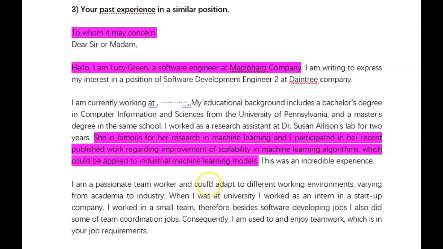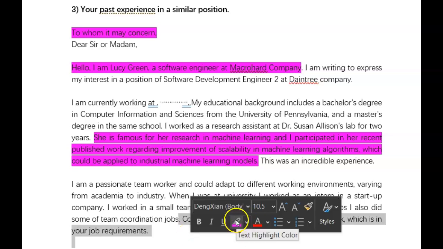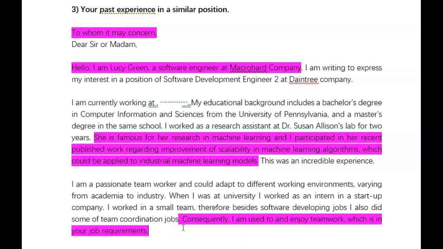I'm a passionate team worker and could adapt to different working environments, vary from academia to industry. Yes, but remember you want the software job, so keep it linked to that. When I was at university, I worked as an intern in a startup company, a startup software company, you could say, working in a small team. Therefore, good. Besides software development jobs, I also did some team coordination jobs. Consequently, yep, good. That could go. But I like how you're linking it back to job requirements.